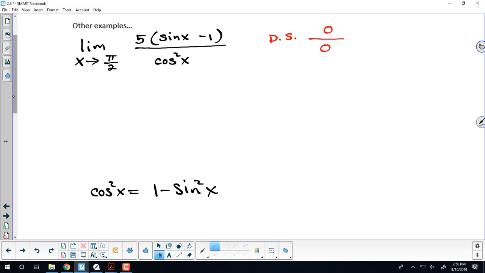But there's something we can do with 1 minus sine squared that we can't do with cosine squared. It can cancel out, but not immediately, because up top we have sine minus 1, and here we have 1 minus sine squared. So we factor it. How can we factor 1 minus sine squared? It's just a difference of squares: 1 minus sine times 1 plus sine.